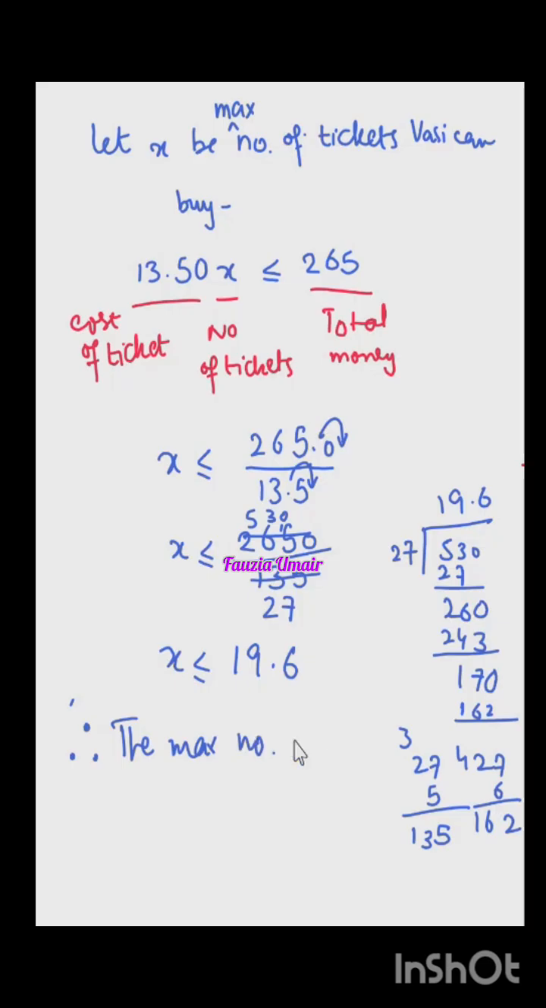The maximum number of tickets Vasi can buy is how many? 20 tickets. So can he buy 20 tickets? No, so it will be 19. It would be 19 tickets. So we will ignore this part because he cannot buy point 0.6. So 19 are the tickets he can buy.